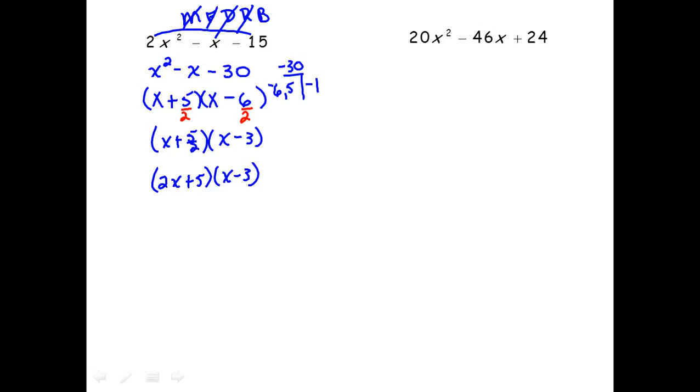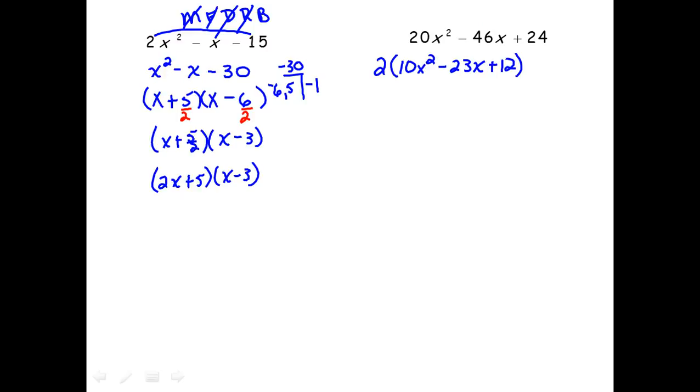The one on the right. What's the first thing you're going to do? There is something in common here. What is it? There's a 2. Let's take the 2 out. And don't lose your 2, okay? So we're going to have 10x squared minus, what is that, 23x plus 12.